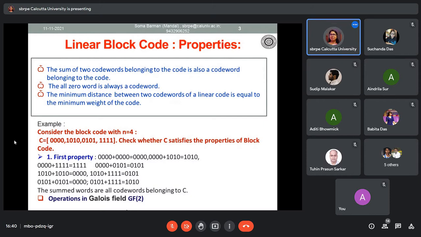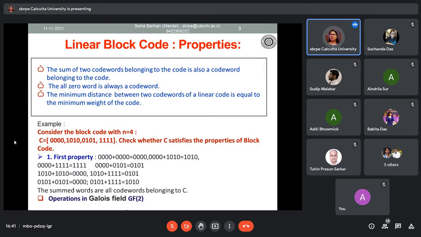weight of the code. Already I have mentioned in our earlier classes what the weight is, the Hamming weight or Hamming distance. So weight means in a code word how many non-zero elements are there. The minimum distance between two code words of a linear code is equal to the minimum weight of the code.